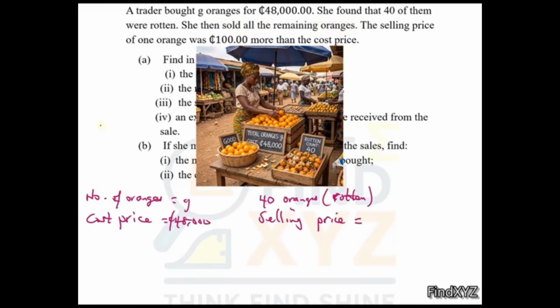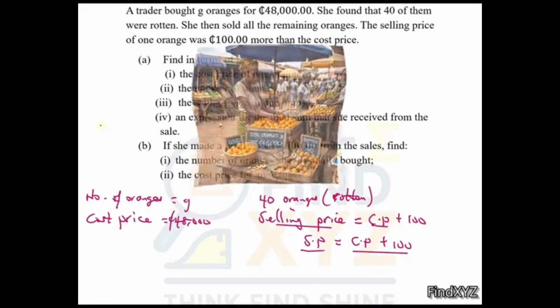So it means that if we have the cost price, we'll have 100 cedis more. So it means that the woman added 100 cedis to the cost price to get her selling price. So in place of selling price, I write SP is equal to CP plus 100. In order for us to get the selling price, we need to add 100 to the cost price.